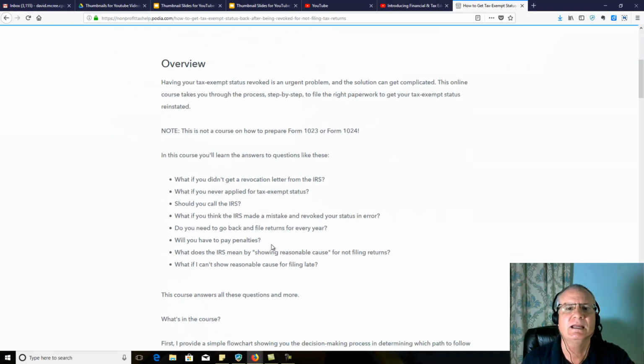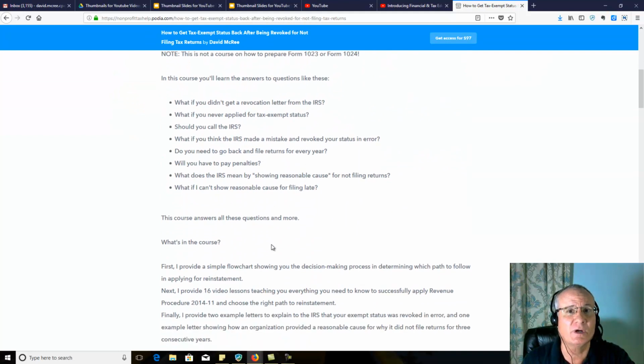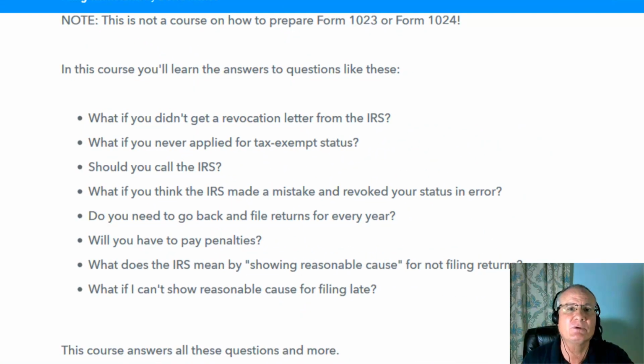What's in the course? Well, like I said, it answers a lot of questions for you and helps you map your way through the course and tells you exactly what to do. It doesn't tell you how to prepare Form 1023 or 1024. That's not what this course is about. It tells you everything, all the processes that you need to go through to get to having your tax-exempt status reinstated.